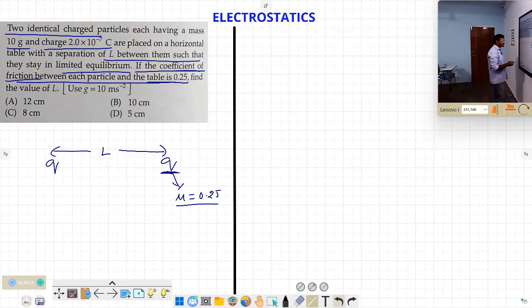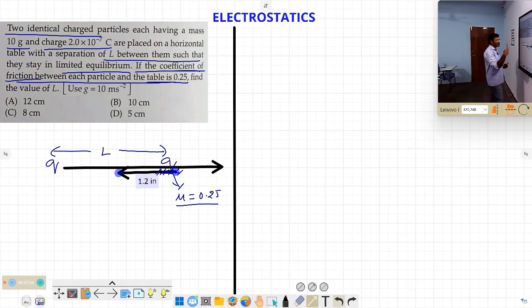First, the concept here: if you observe the two charges, both are positive, right? Similar charges means positive. This charge will repel this one in this direction. So this is the direction of the repulsion. Now, at the same time, when it is repelling, it is on the surface actually. Whenever it is on the surface, there is a frictional force acting between the surface in this direction.